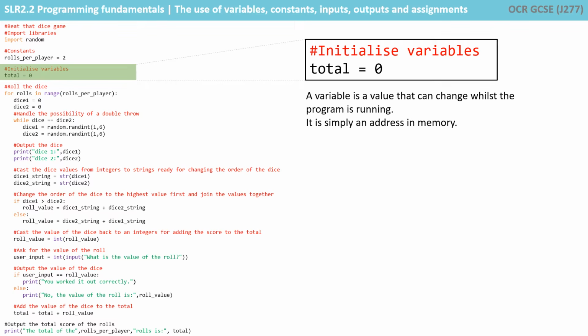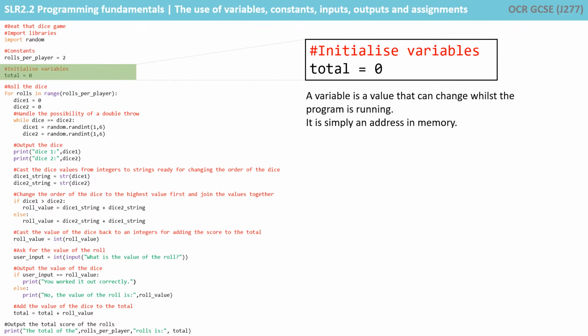A variable is simply a value that can change or vary, hence its name, whilst the program is running, and it's simply an address in memory. Of course, referencing a memory address is very difficult for programmers, so having a user-friendly label like total is much more helpful, and it makes our code easier to read and understand.